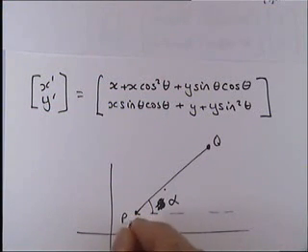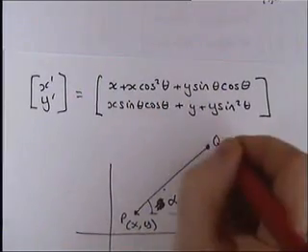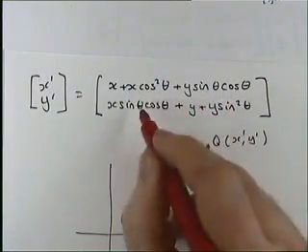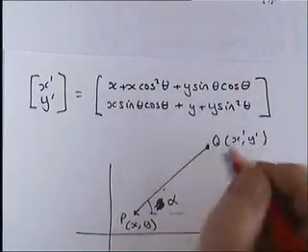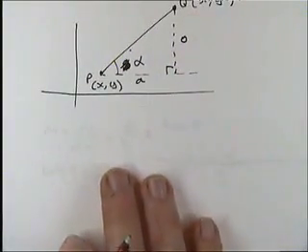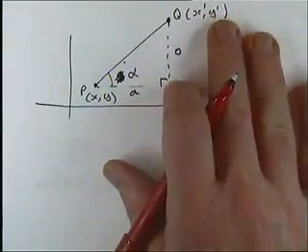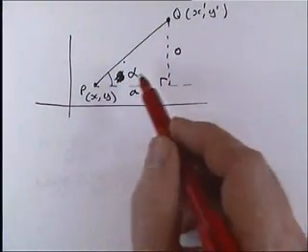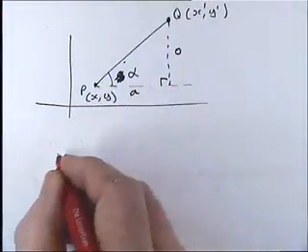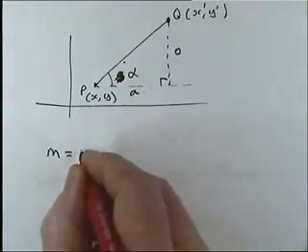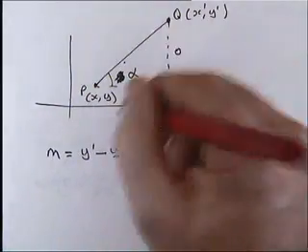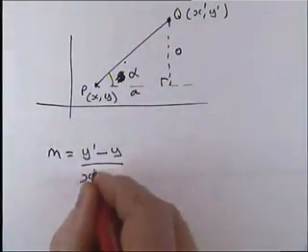Now, that P is going to have a coordinate of x, y, and that Q is going to have a coordinate of x prime, y prime, which we've worked out is this rather complicated expression here. And we can make that into a right angled triangle. So what we're going to try and do is work out alpha and show that that's equal to theta. Now we know that in any straight line, the gradient of the line is equal to the change in y, which is going to be that length there, y prime take away y, divided by the change in x.